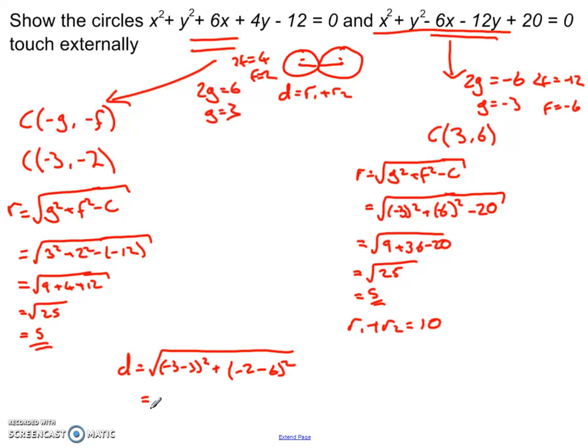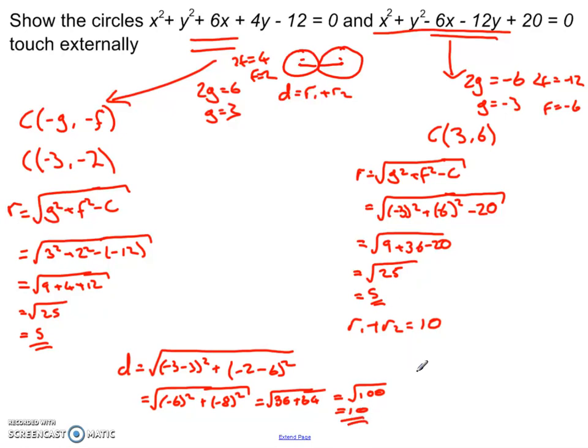So negative 3 take away 3 is negative 6. So I've got negative 6 squared plus negative 2 take away 6 is negative 8 squared. Negative 6 squared, well, that's 6 squared as well, so that's 36. Negative 8 squared is the same as 8 squared, which is 64. 36 plus 64 is 100, so it's the square root of 100, which is equal to 10.